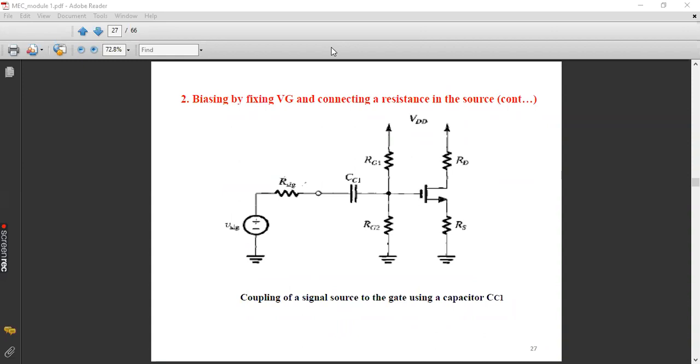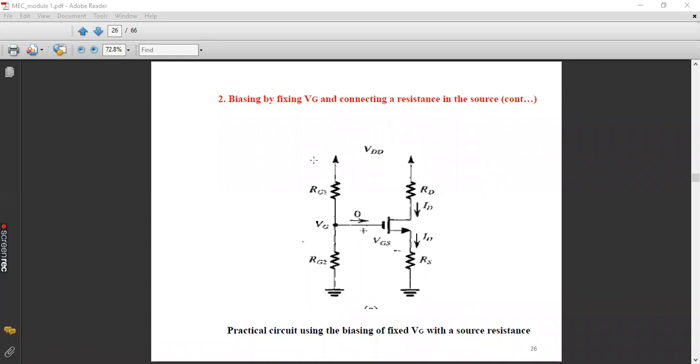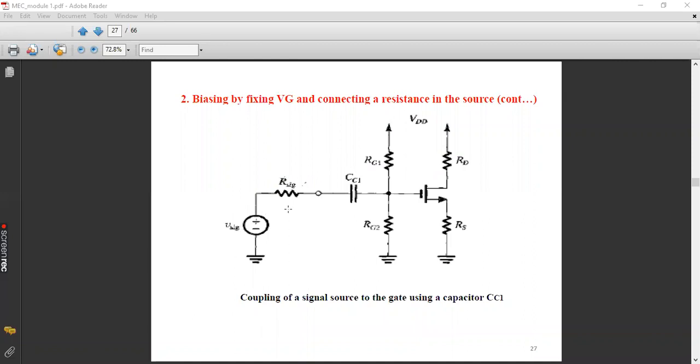Now, what is the use of this coupling capacitor? Why do you require CC1 between the signal source and the input terminal? Because already you have set the biasing, correct? You have to remember this for the lab also. Whenever you are doing electronic circuits, you have to fix the biasing, and only then you give your input. Same thing I have shown here. You have fixed the biasing circuitry using RG1, RG2, and RS. After that, I'm giving the signal. While giving your signal source, we connect a coupling capacitor CC1 here.